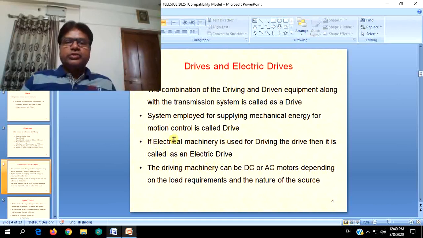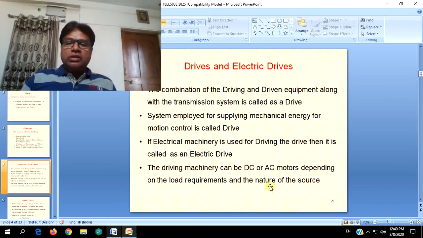That is, if the source of the drive, or the energy given to this load, is electrical machinery, then it will be called an electric drive or electrical drive. And obviously this electrical machinery can be any electrical motor, be it DC or AC. The driving machinery can be DC or AC motors depending on the load requirements and the nature of the source.